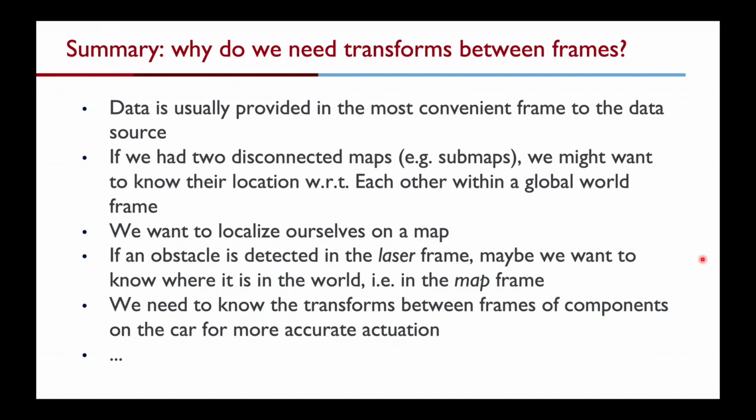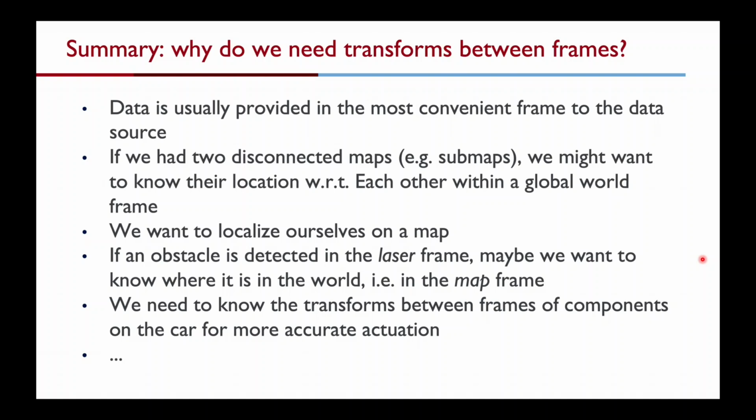So to summarize, why do we need different transformations? Let me quickly go over some of these points. Some of the obvious ones are that the data that we measure is usually provided in the most convenient frame of the data source. What that means is it makes sense to report LiDAR ranges with respect to the frame of reference on the LiDAR. That's the most convenient frame to report LiDAR data because that's what the range actually means: it's the distance away from the LiDAR. Similarly, you may have images or depth cameras or other sensors like radars. The most convenient frame to report the data would be the measurement frame or the sensor frame.